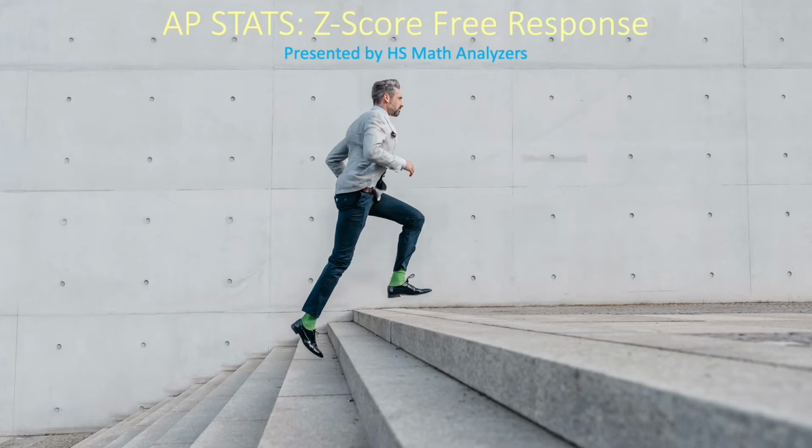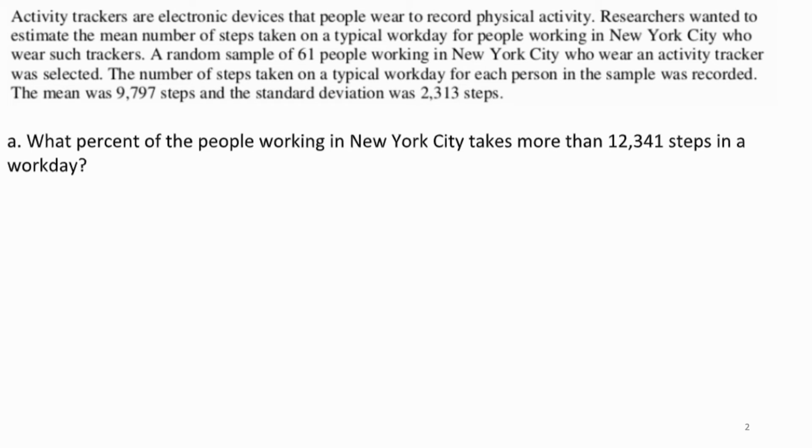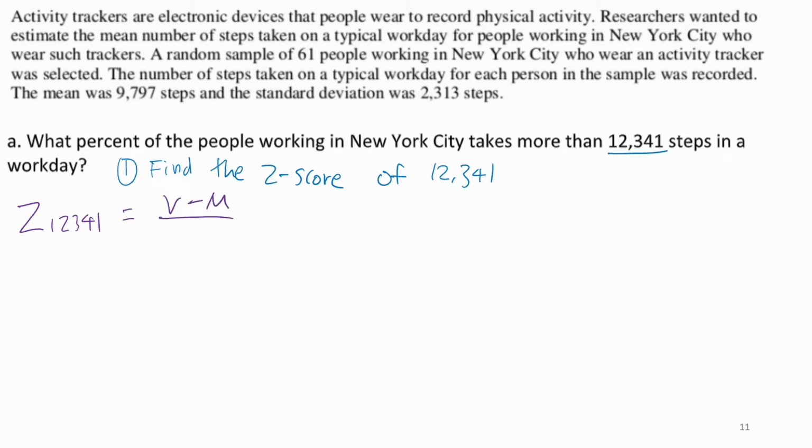Today we'll do some z-score free response questions. Please pause the video. So the first step is to find the z-score of 12,341 steps. So we do z of 12,341 equals value minus mean over standard deviation. So we'll plug everything in. And we get that the z-score is 1.1.